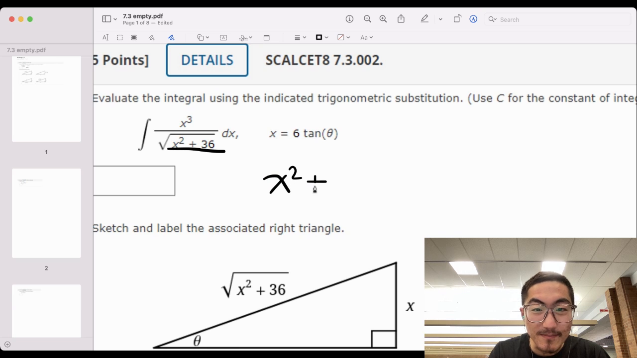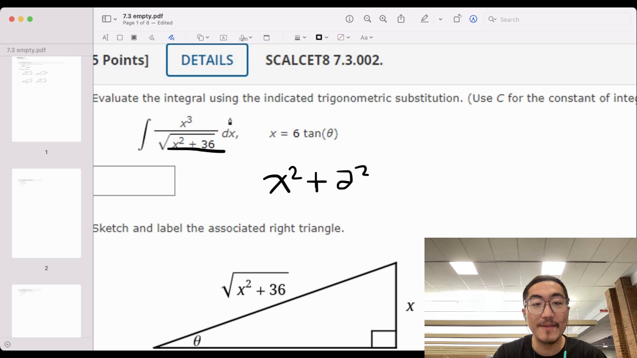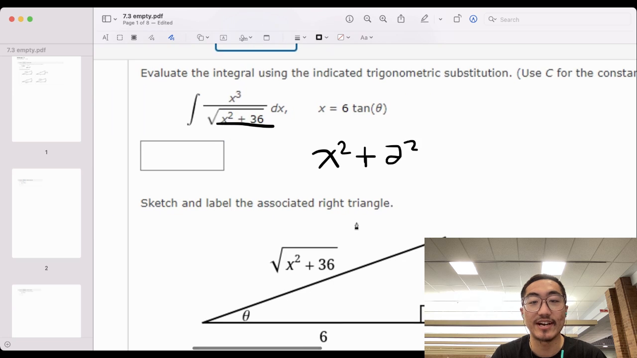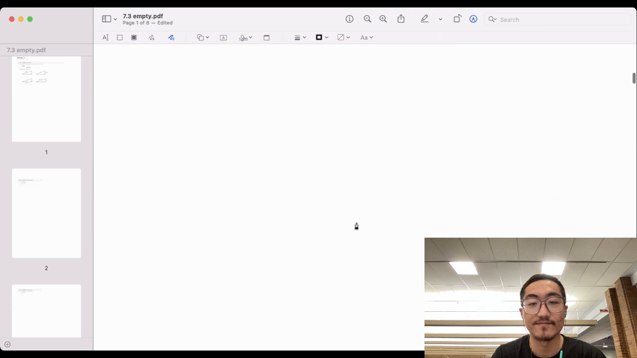X squared plus a squared is using the tangent. A is going to be 6, because 6 squared is 36. Then plug back in, and just use the integration as you did before with u substitution.